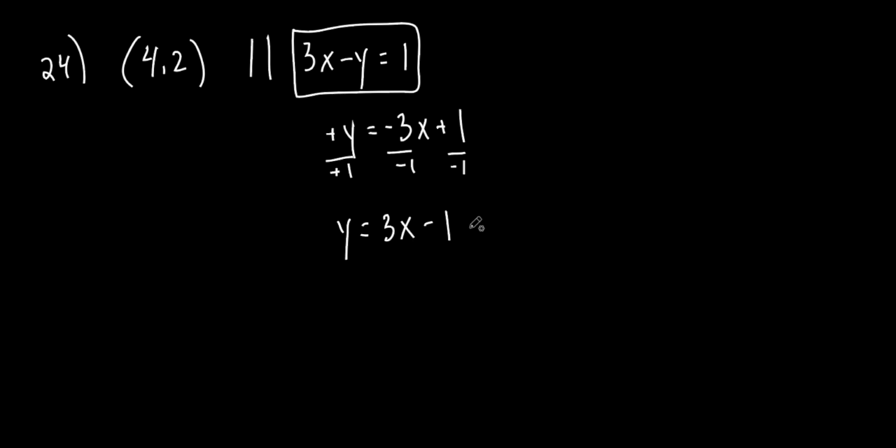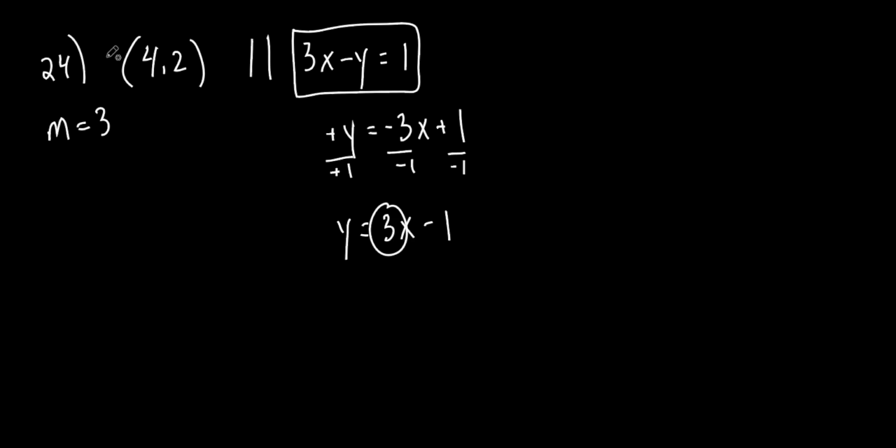Why did I do that? Why did I find what the equation of this line is? Because I'm looking for the slope. Why am I looking for the slope? Because the slope of the line I'm trying to find is going to have the same exact slope as the slope of this line. So if the slope of this line is 3, guess what the slope of our line is going to be? It's also going to be 3.